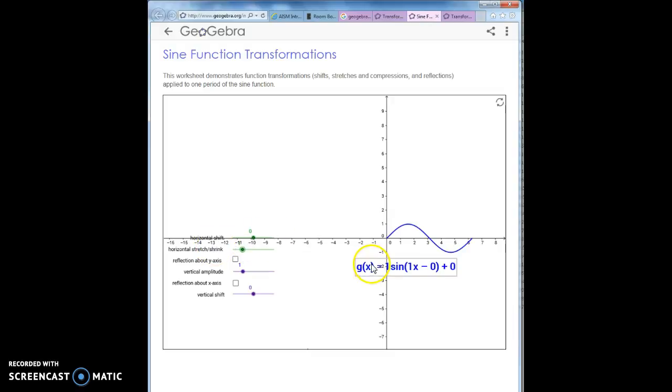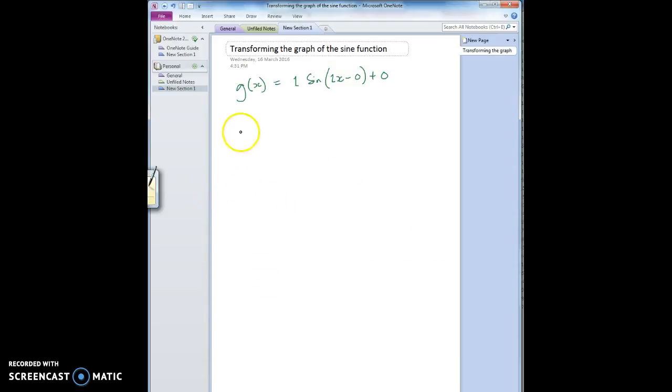Okay, so what we're going to do is, first thing to do is to copy down this function here. So g of x equals 1 sine, bracket 1x minus 0 plus 0. Copy that down into your notebook and simplify it as fully as possible. Pause this video until you've done that. Hopefully you managed to simplify it.